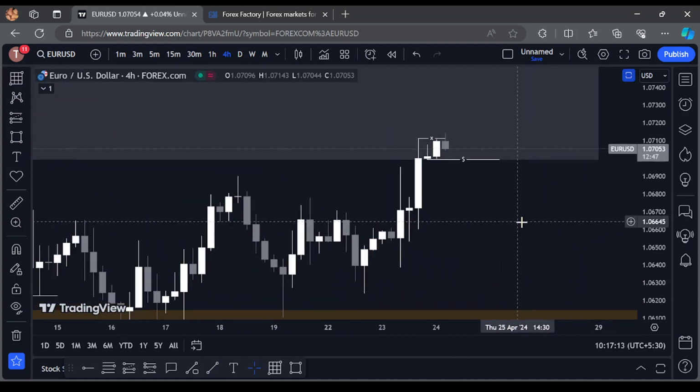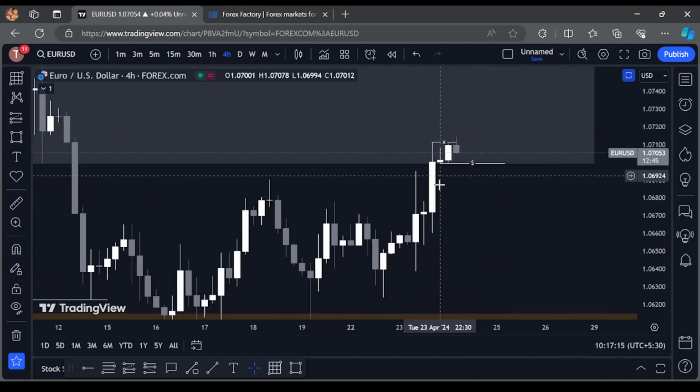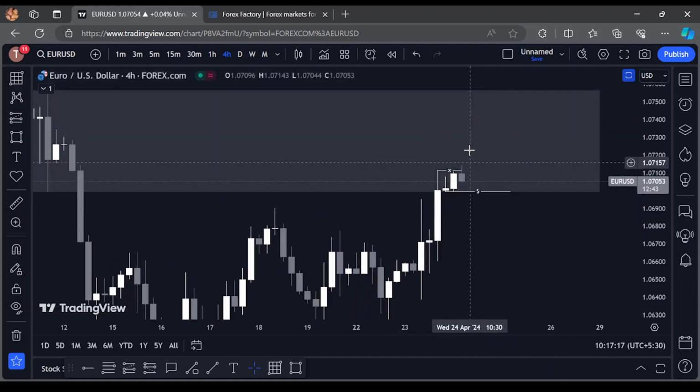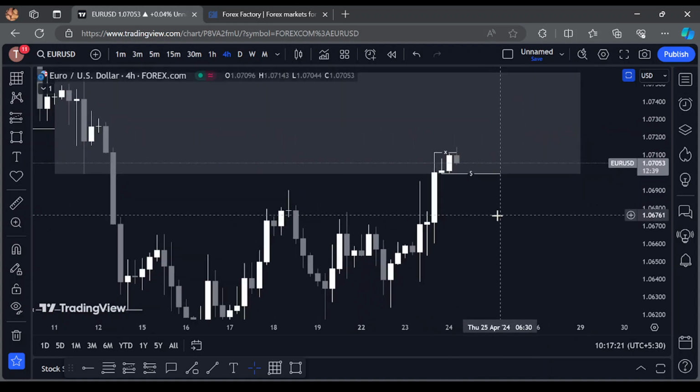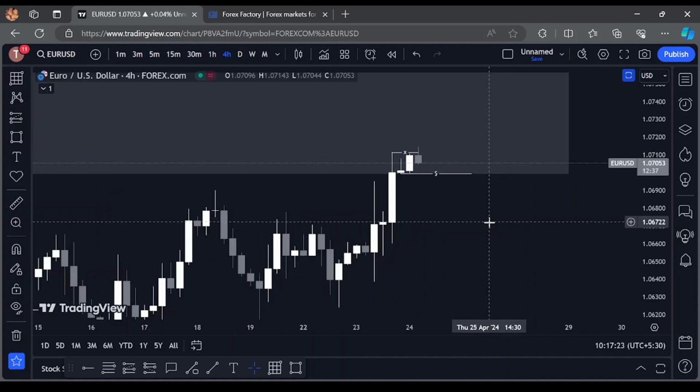So what I'm anticipating is that we are going to respect this FVG and move into the upside direction, sweep the high again, and then we are going to move into the downward direction. So for now, let's move to the 30 minutes for a clear bias.